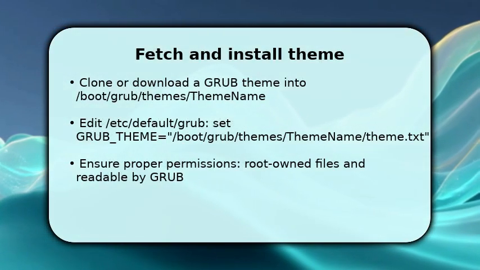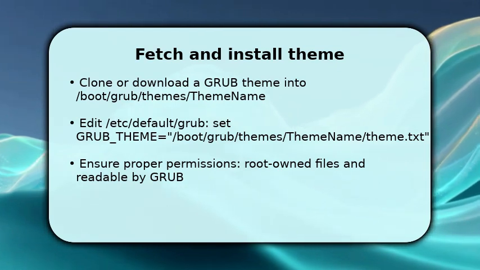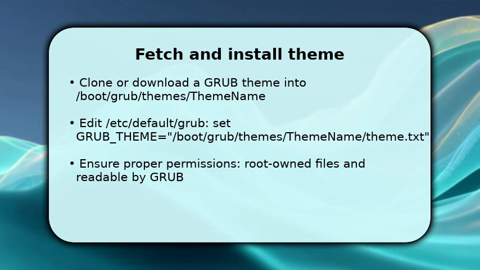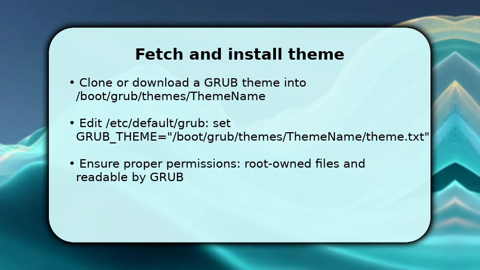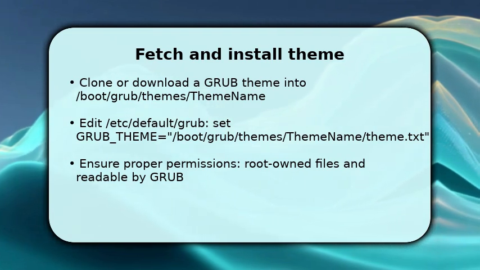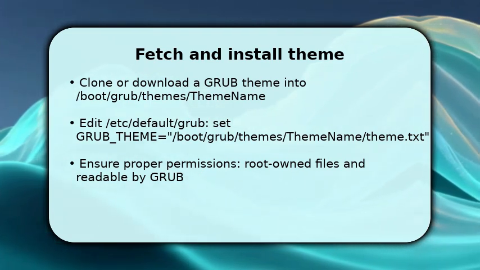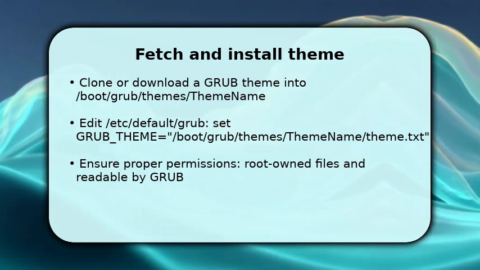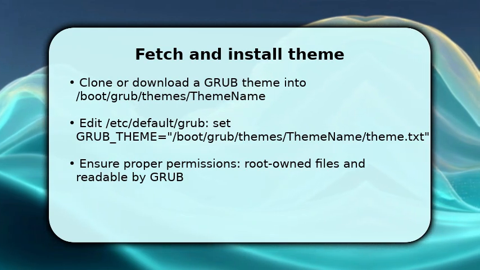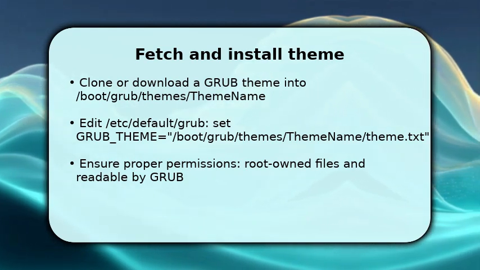Next, you obtain the theme files and place them exactly under /boot/grub/themes/your-theme. Clone a repository or extract an archive and confirm the theme.txt path inside the folder. Then edit /etc/default/grub to point GRUB_THEME to that theme.txt file and check ownership and permissions so Grub can read them at boot.